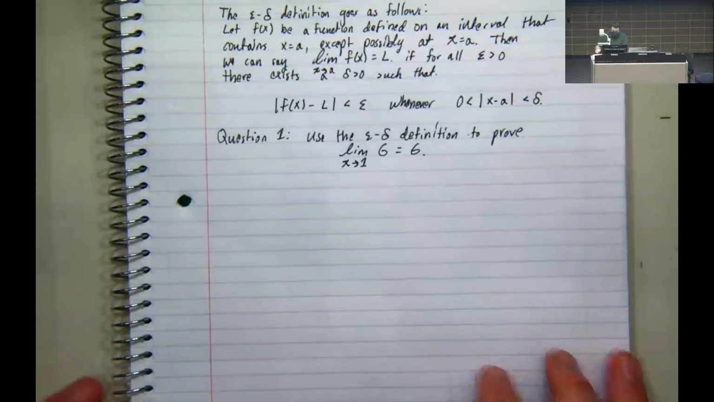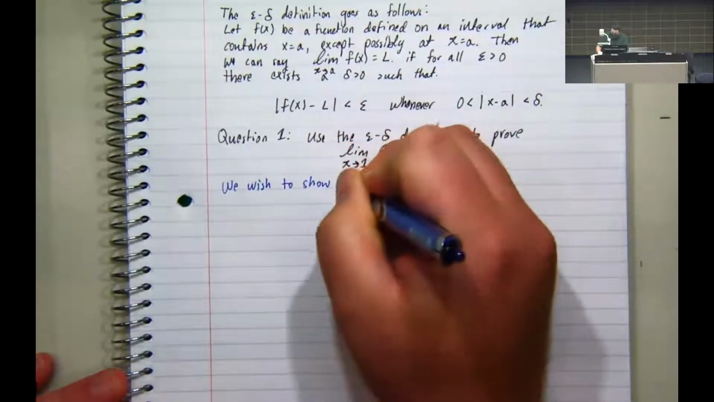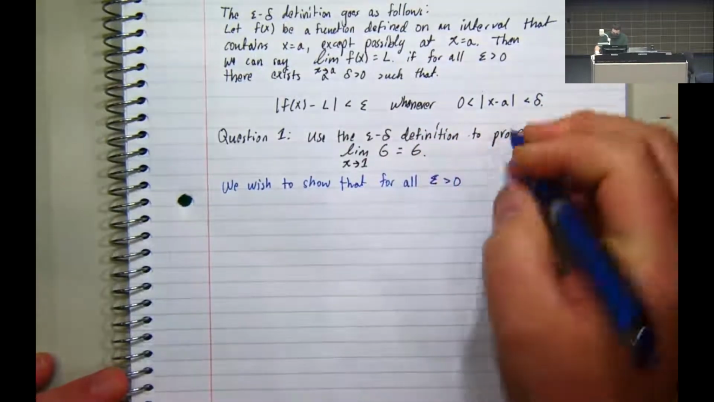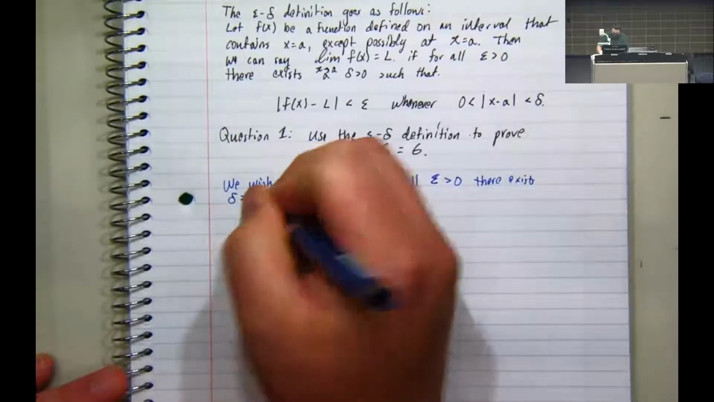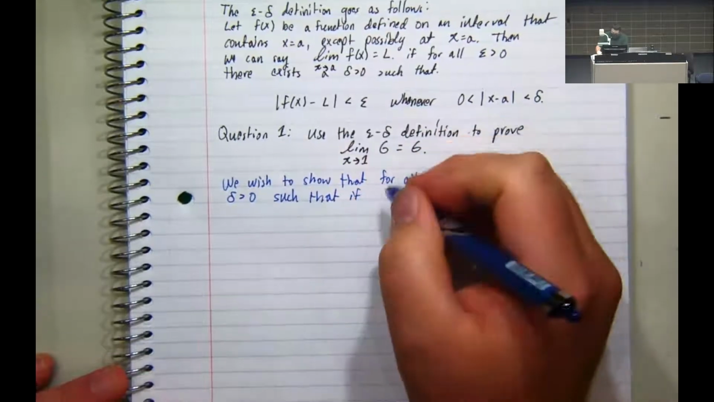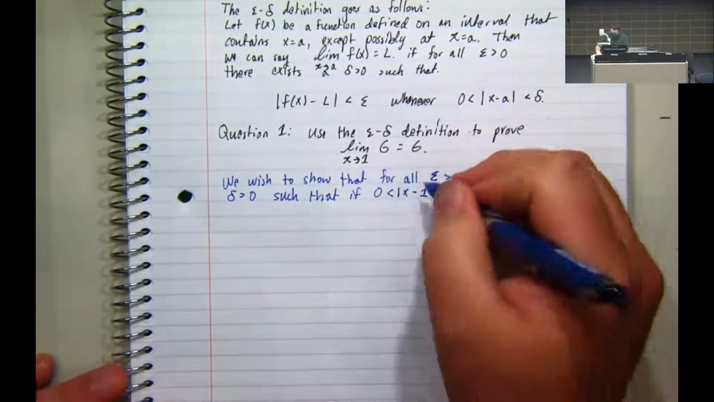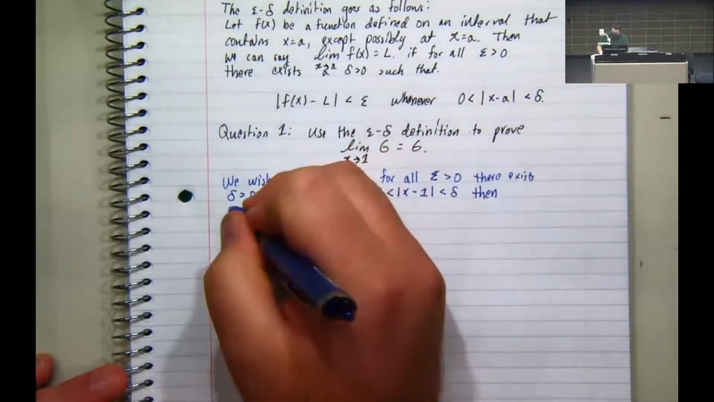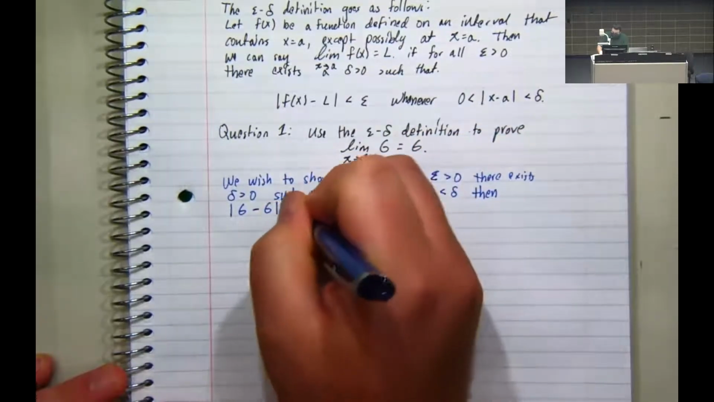Okay, we'll get started with this. So we wish to show that for all epsilon greater than 0, there exists a delta greater than 0 such that if 0 is less than |x minus a|, in this case a is 1, is less than delta, then |f(x) minus L|, where f(x) is 6 and the limit L is 6, is less than epsilon.